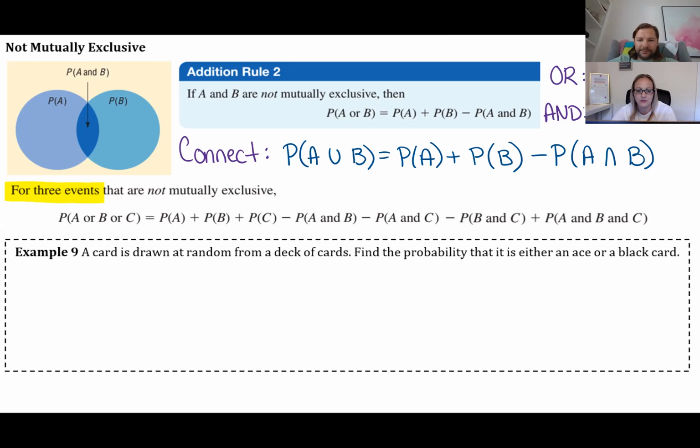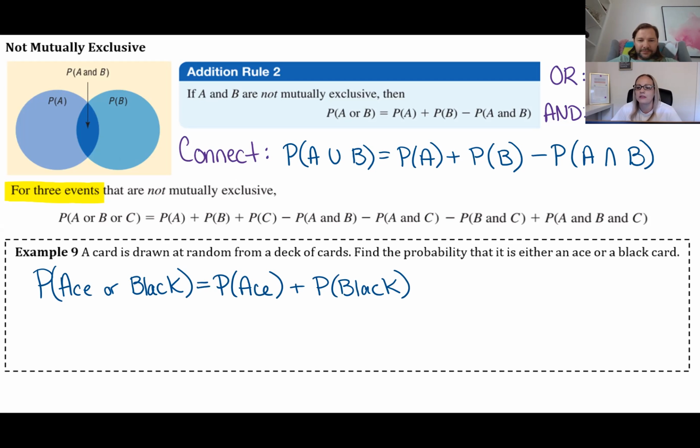But example 9 says that a card is drawn at random from a deck of cards. Find the probability that it's either an ace or a black card. Okay, so we want the probability of ace or black. So before you even decide whether or not they're mutually exclusive, no matter what, you're gonna have to find the probability of getting an ace and then add that to the probability of getting a black card.